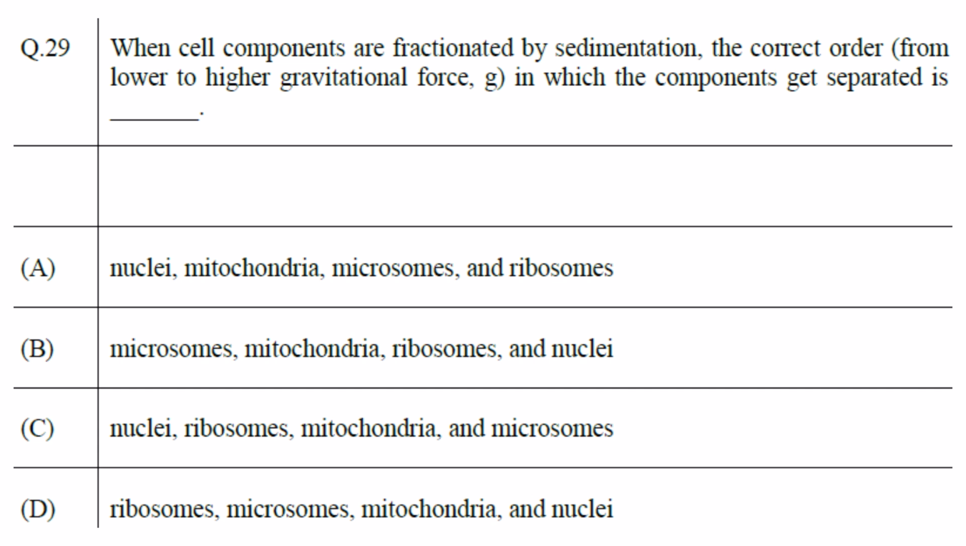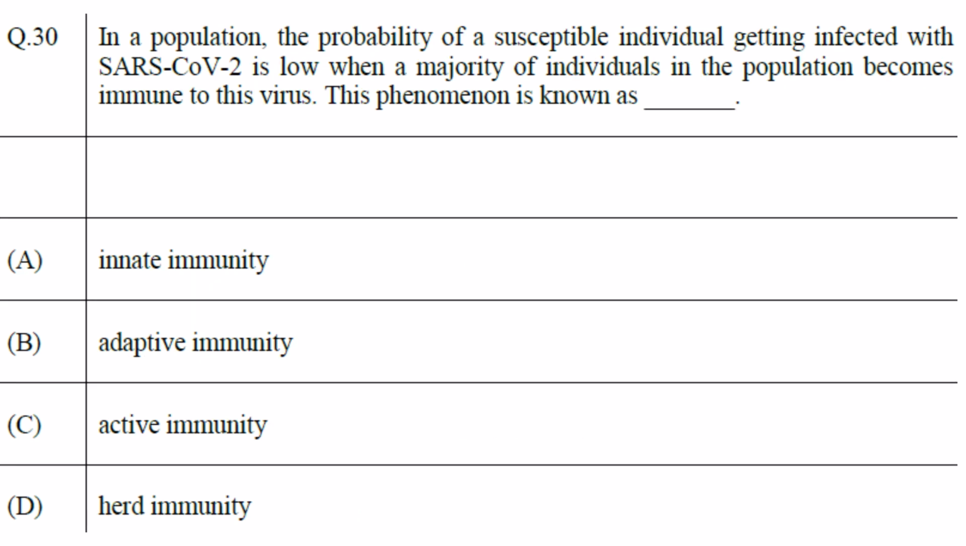In between it is mitochondria and microsomes. Mitochondria are smaller, but they are less dense than nuclei. Then microsomes are smaller and less dense than mitochondria. So A is the answer. Then next one.